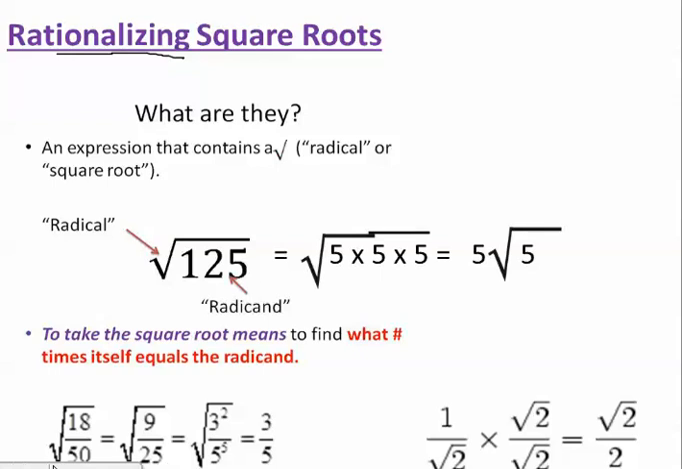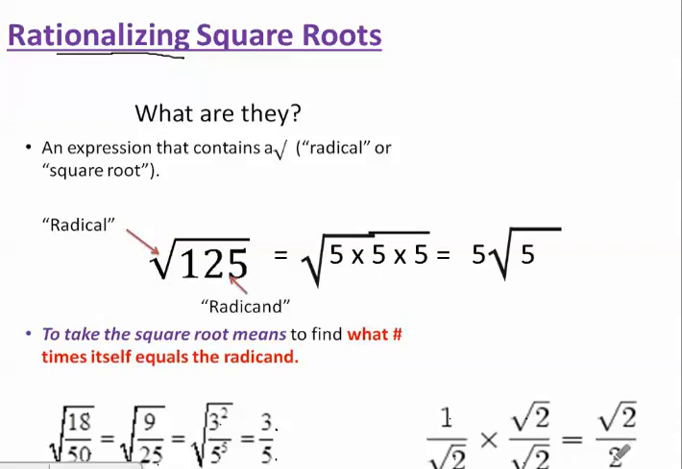Okay? So if I were dealing with this one, 18 over 50, well, taking a 2 out of both of them, that's a 9 over 25. That's 3 squared divided by 5 squared. That's 3/5. We got it out of there. Woohoo! Okay? If I had 1 over the square root of 2, I'd multiply it times square root of 2 over square root of 2 because I'm multiplying by 1. And square root of 2 times square root of 2 is a 2, and that becomes square root of 2 over 2.